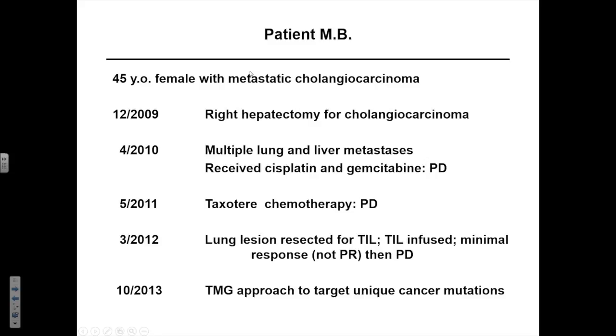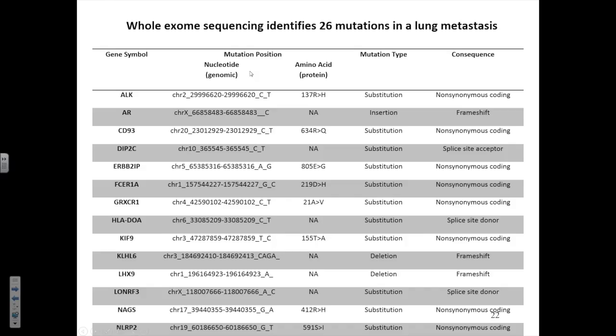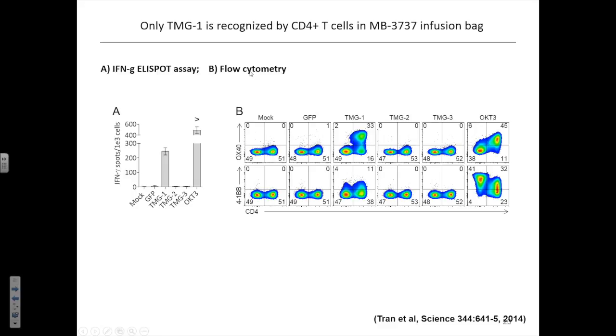We then utilized this tandem mini-gene approach to see if we couldn't purify cells or identify cells that would recognize unique mutations in her cancer using the blueprint that I mentioned, by taking all of her exomic mutations and trying to identify whether her TIL could recognize any of them. Well, this patient only had 26 mutations in her lung metastatic deposit. We made 3 tandem mini-genes containing about 12 genes each, and notice again, tandem mini-gene 1 was the only tandem mini-gene that was recognized. And that was by an ELISpot assay, interferon gamma secretion, following a co-culture.